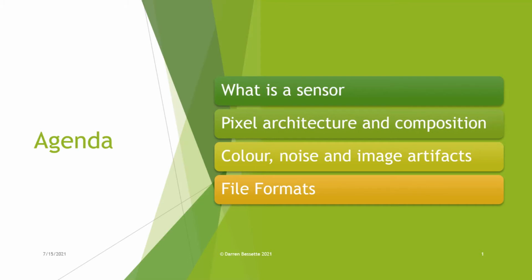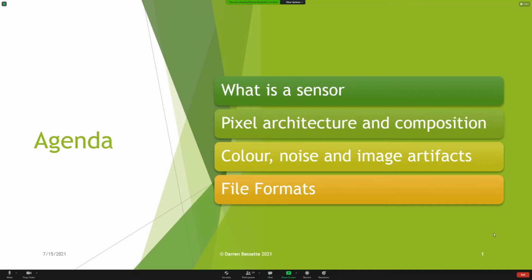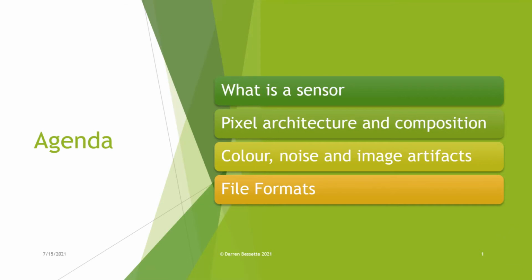I'm also going to talk about pixel architecture. The pixel is the little element that sees the light. So how is that created, what is it composed of, how does it work, and why are some pixels better than others, and why are some sensors better than others?